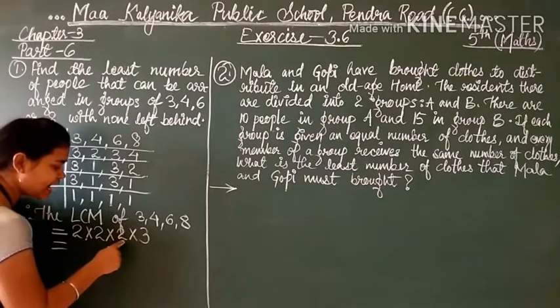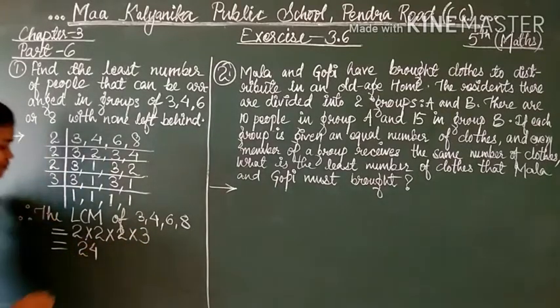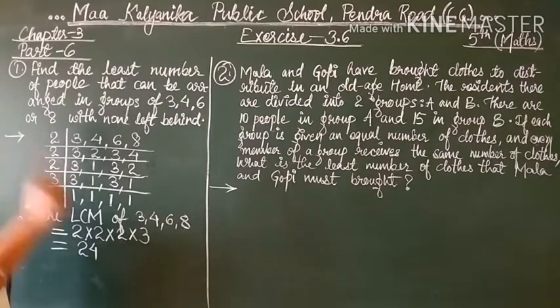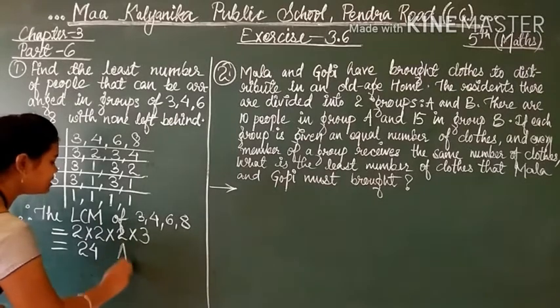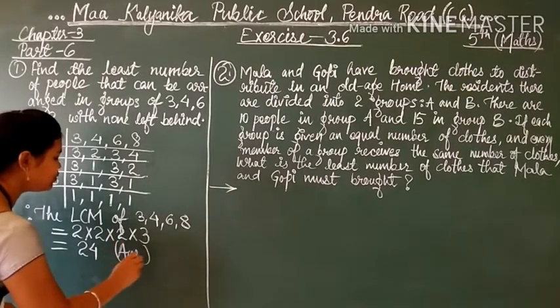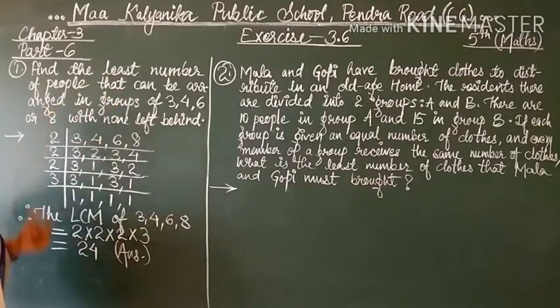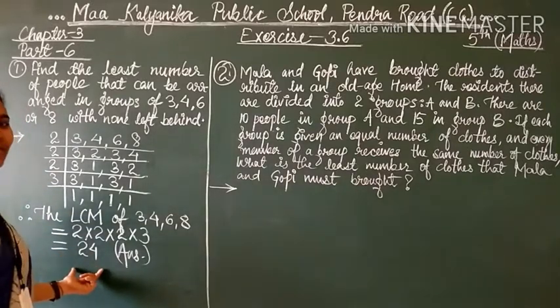2 8s are 8, and 8 3s are 24. Yes or no? 2 2s are 4, 4 2s are 8. 8 1s are 8, 8 2s are 16, 8 3s are 24. So 24 is the answer, students. So 24 is the least number of people that can be arranged in groups of 3, 4, 6 or 8. So this is your answer.